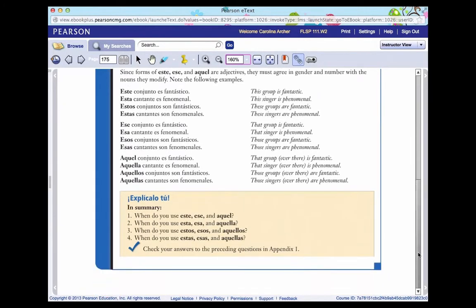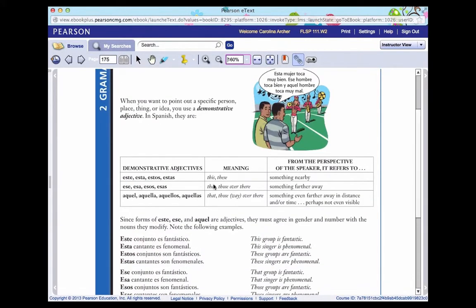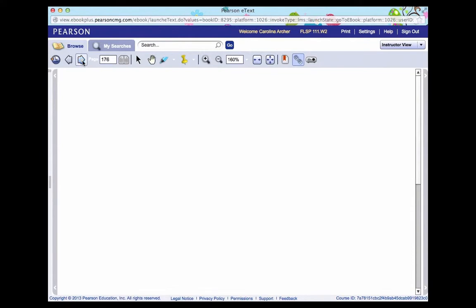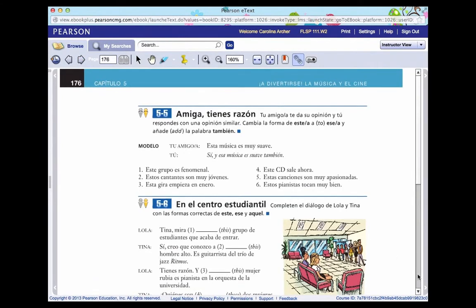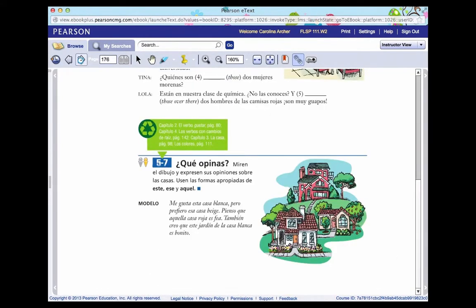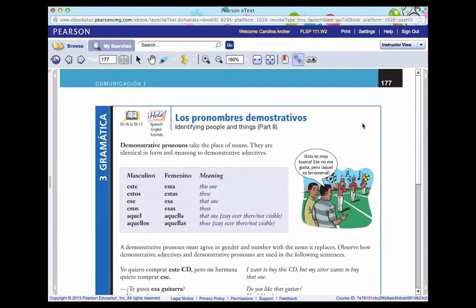Okay, so these are the demonstrative adjectives that we use together with the noun that is present in the sentence. Okay, so we have a few activities with this for you to practice, and then we are also going to cover, because they're exactly the same, the demonstrative pronouns.